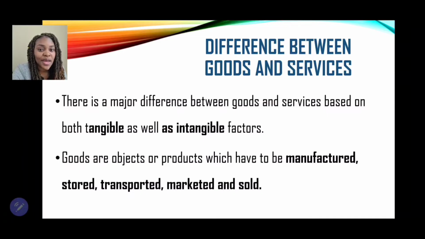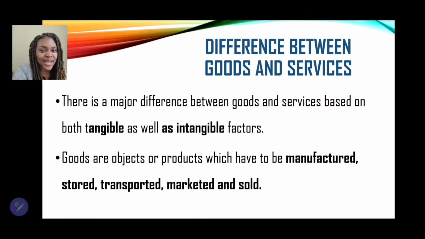So as it relates to goods and services, which one do you think is tangible? If your response was goods or products or an item, you are correct. Whereas intangible factors are things that we can't touch. So those services that we may receive. All right. Now, goods are objects or products which have to be manufactured, stored, transported, marketed, and also sold.